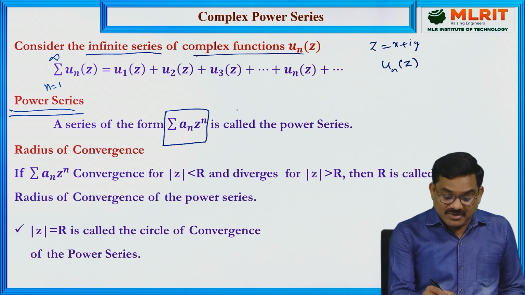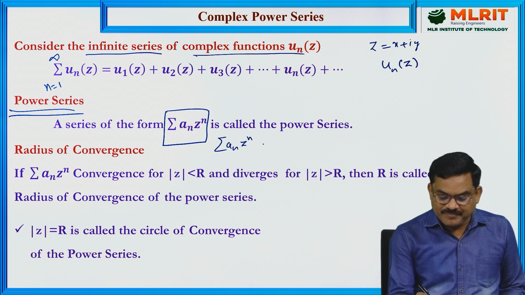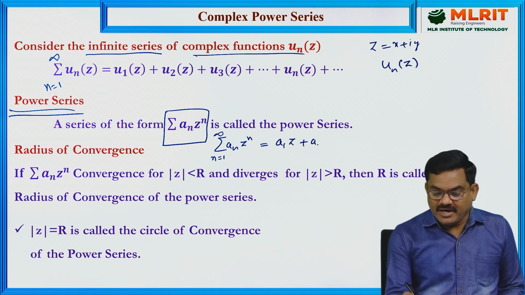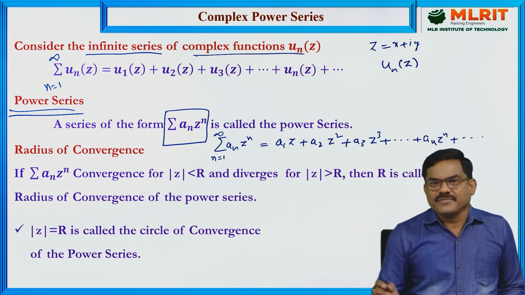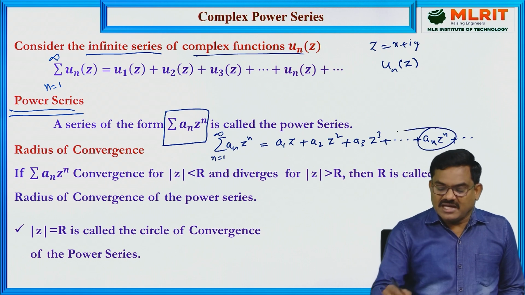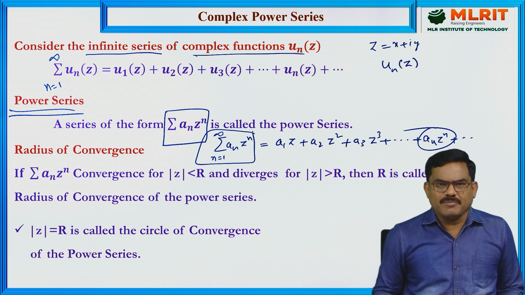So for example, if we expand this sigma a_n z power n from n equal to 1 to infinity, the infinite series expansion is a1 z plus a2 z square plus a3 z cube and so on, plus a_n z power n plus so on. So this is the nth term. Using the nth term, we can define this entire series using the summation notation.